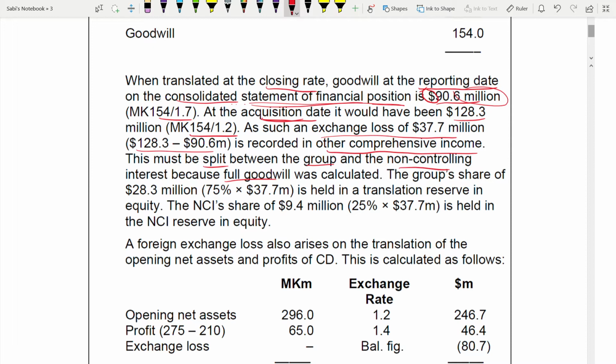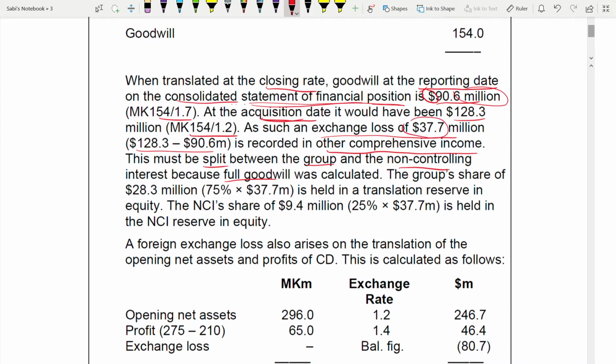In most questions, if you see in your revision kit also, NCI is measured at fair value only. Maybe very few instances say NCI is at proportionate share of net assets. Very few. But most of the time, it's the full goodwill method. So in this case, you have to split between the group and the NCI. Otherwise, if the proportionate share was given to you, whatever is there goes to the group only. You don't have to apportion. Only with the full goodwill method do you apportion between the group and the NCI. What you apportion is the exchange loss, 37.7.